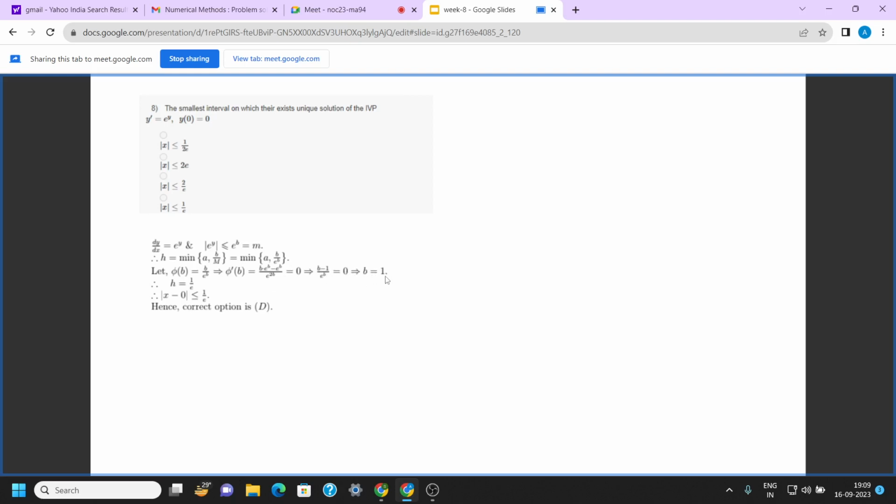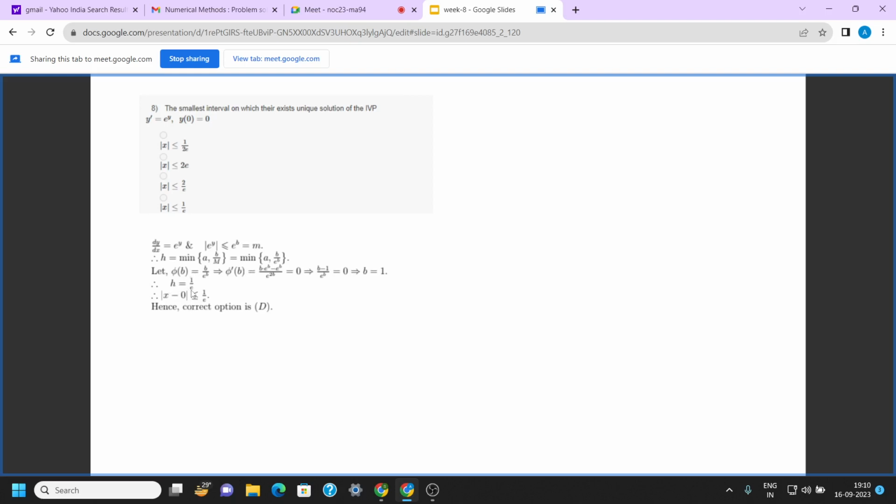So at b equal to 1, you will get the optimum solution of this b by e power b. So that is 1 upon e. When you substitute 1 in place of b, you will get 1 upon e. So which is the minimum out of a and 1 upon e? For that you just equate a equal to 1 by e. So again you are getting 1 by e. So anyhow the minimum will be 1 by e. So h is 1 by e.